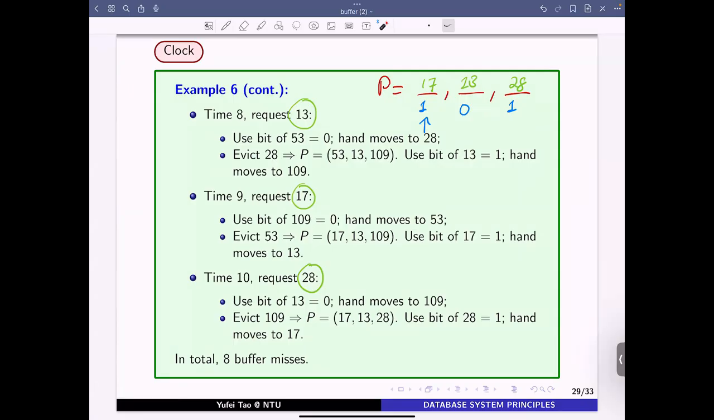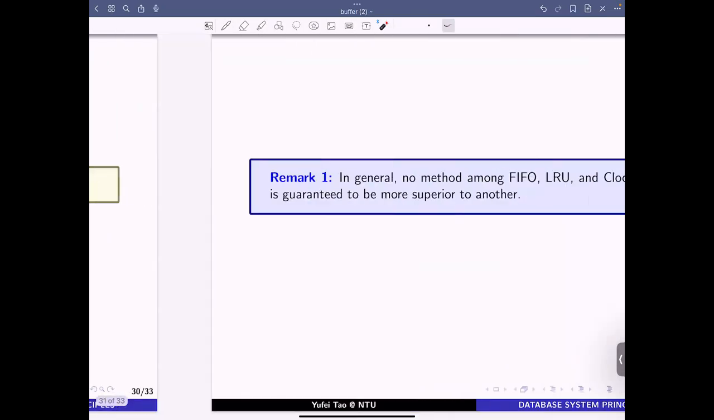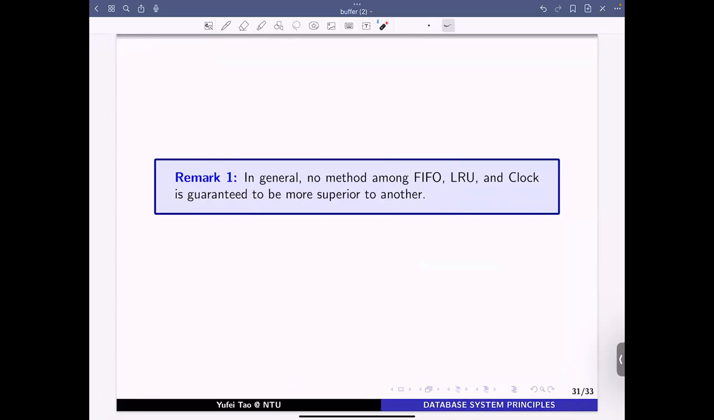I can tell you the relative superiority among the four algorithms. The only thing you can say for sure is that Belady will have to be the lowest, because Belady is an optimal algorithm. When all the requests are known, that's the best algorithm, provably the best. That's why it's 6, the lowest. However, among the other three algorithms, FIFO, LRU, and clock, there are no guarantees about their relative superiority.